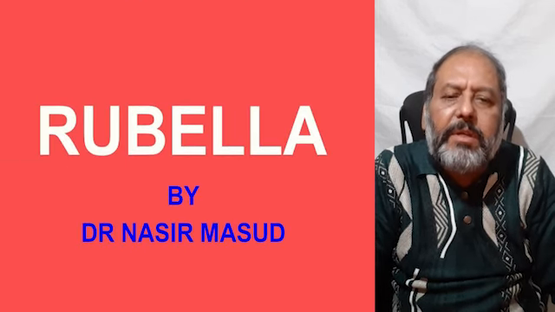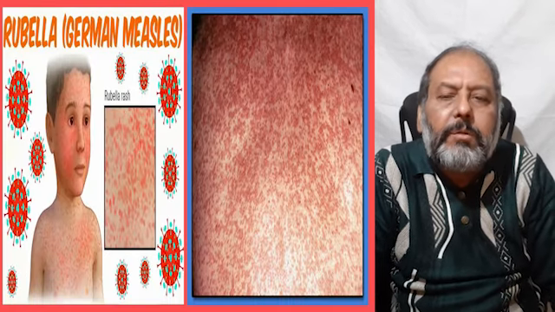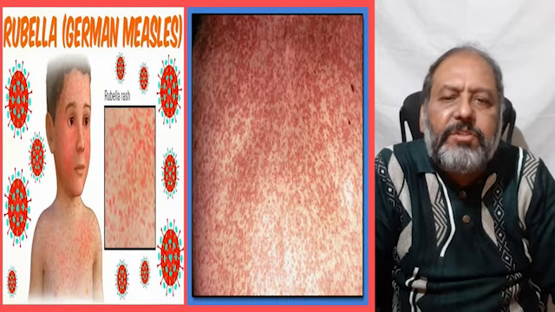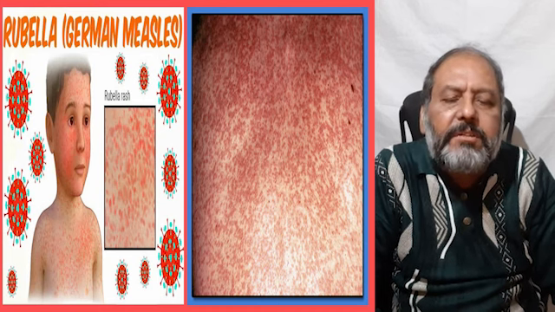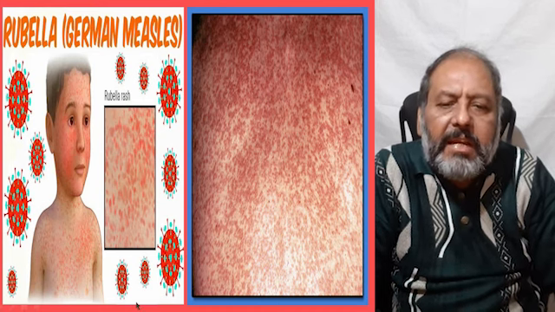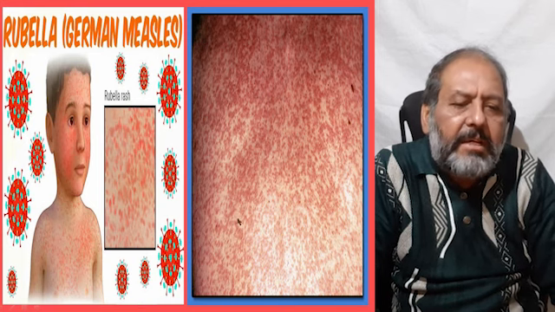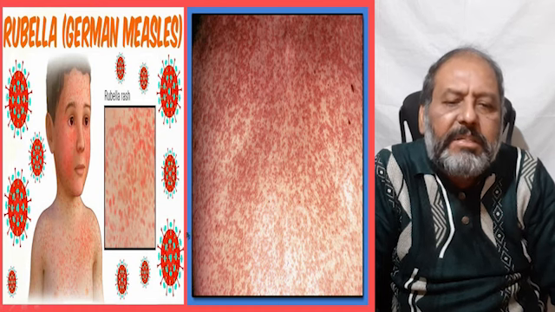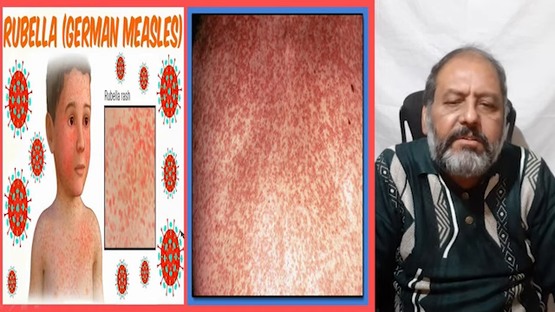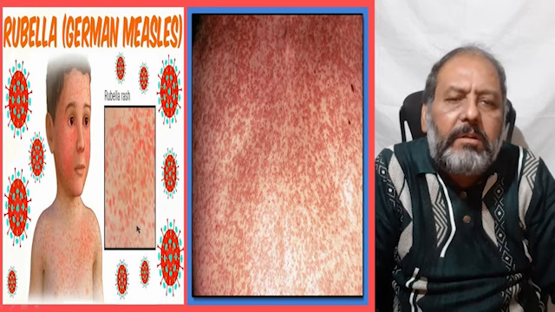The topic of today is rubella. Rubella, as one can see, is also called German measles. It is a viral infection, and one can see the rubella rash all over the body, starting from the face, caused by these viruses, and that typical appearance of German measles or rubella.